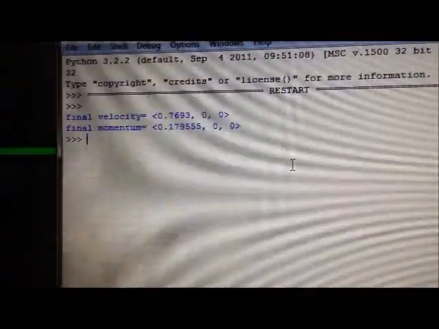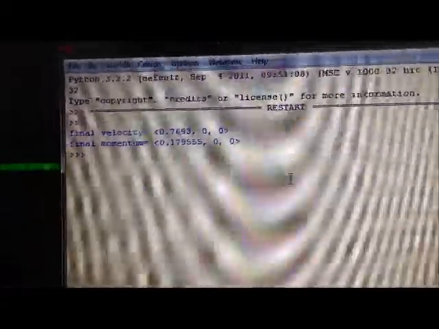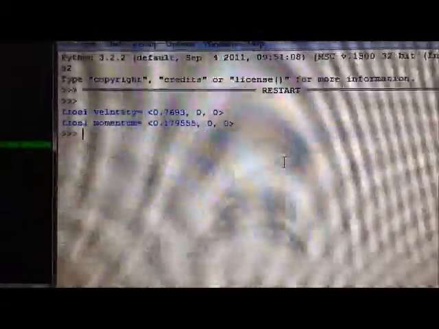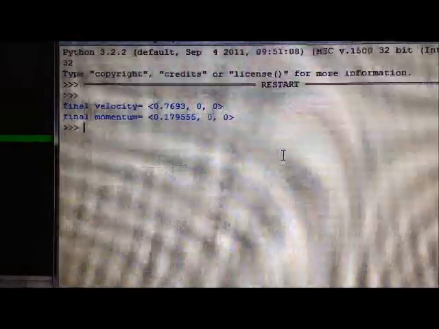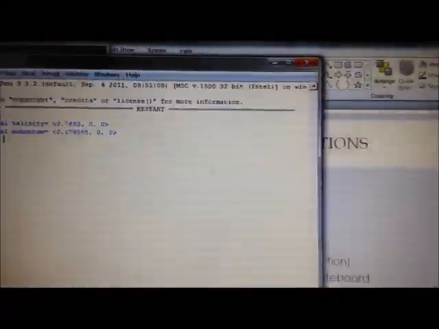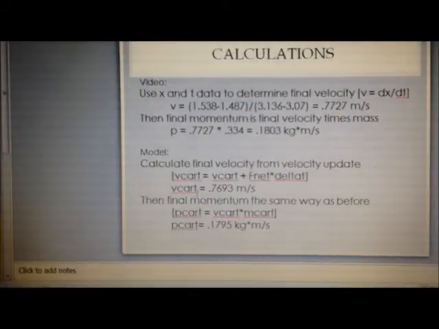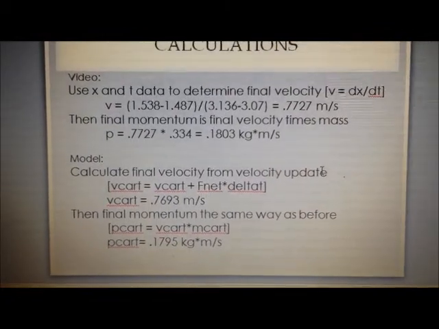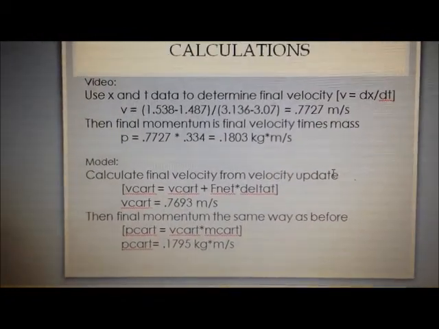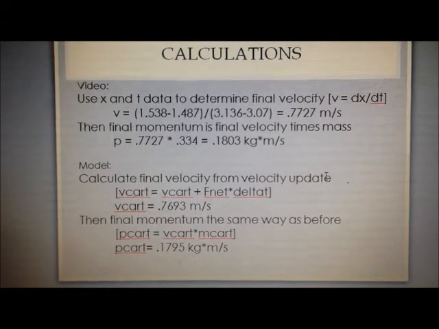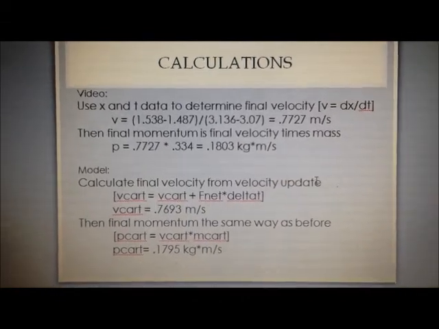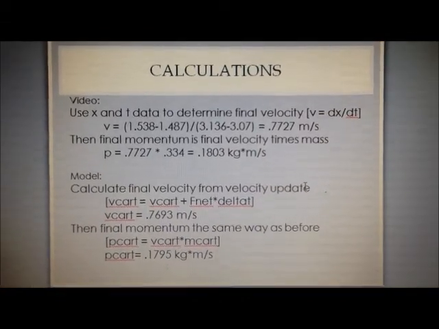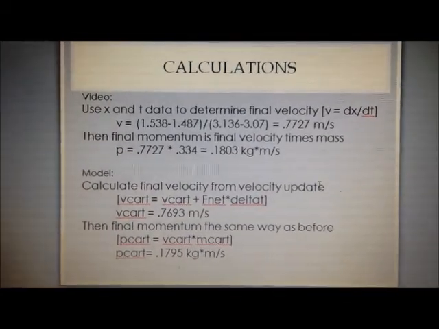So then if we want to look at the values, I calculated from the VPython model that the final velocity is 0.769 and the final momentum is 0.179. So this is really close to my actual calculations from my Tracker video. So if you look here, you can see that it's about 0.01 off, give or take a little bit. So this shows the different ways that I was able to calculate the final velocity and final momentum and how they compare when using the model.